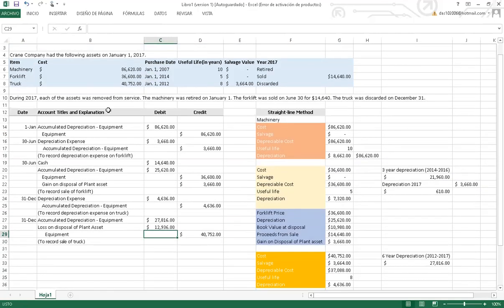I put these accounts first so that it will be easier and faster to explain to all of you.